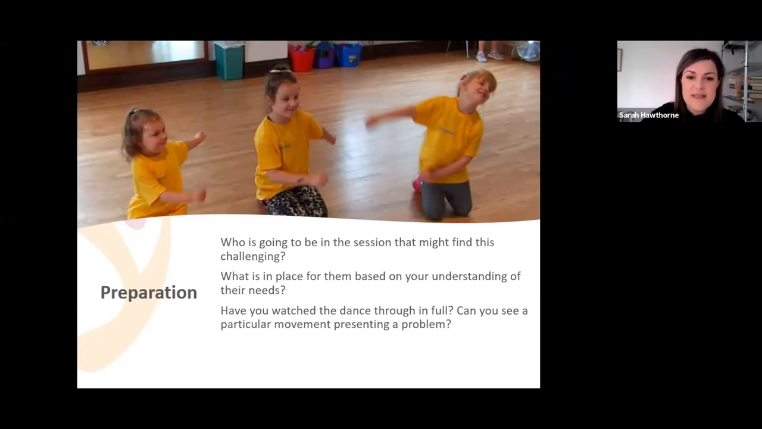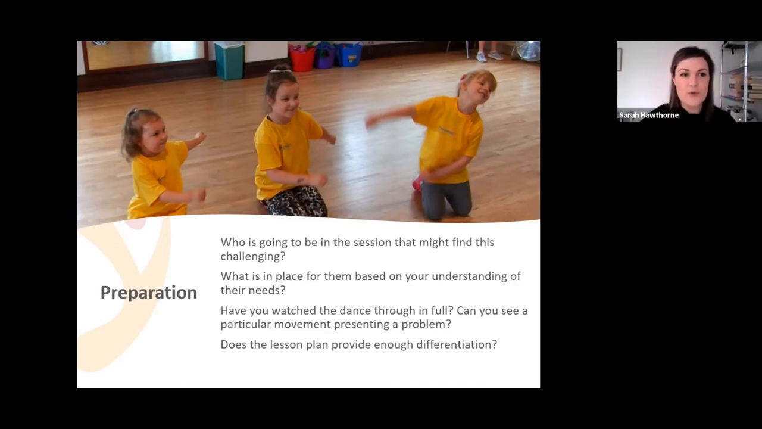If you are using a dance, say, from YouTube, or if you're using one of our dances, make sure you've watched it through in full. Make sure that you've recognised if you think there's a particular movement that might present a problem, and just be one step ahead of that, ready with some suggestions for adaptations. And just think, does your lesson plan provide enough differentiation for your pupils? If you are copying a video type dance, you need to know how you're going to push those pupils that need it, and you also need to know how you're going to simplify that routine if necessary. We're going to talk about how you can make adaptations to simplify things shortly.